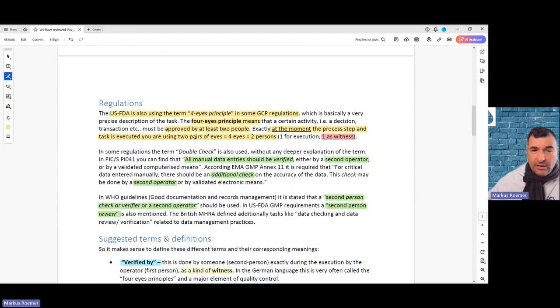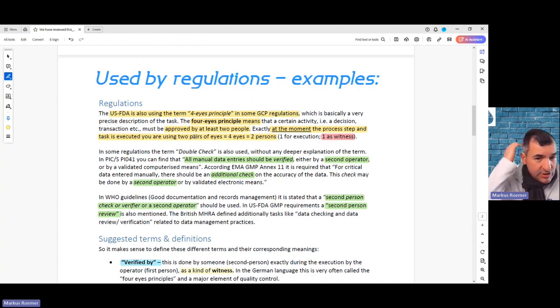What are your goals and your principles in that? In the regulations, I already mentioned the US FDA is also using the four-eyes principle in the GCP regulations, not yet in CGMP or anywhere else.